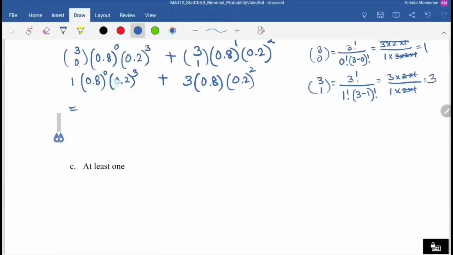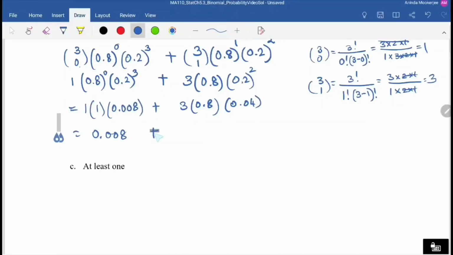Okay, so 0.8 raised to the power 0 is 1, right? And so 1 times 0.2 cubed is going to be, I'm trying to check the calculation, 0.008 plus 3 times 0.8 times 0.04. So we'll end up adding 0.008 plus 0.096 for a probability value of 0.104.